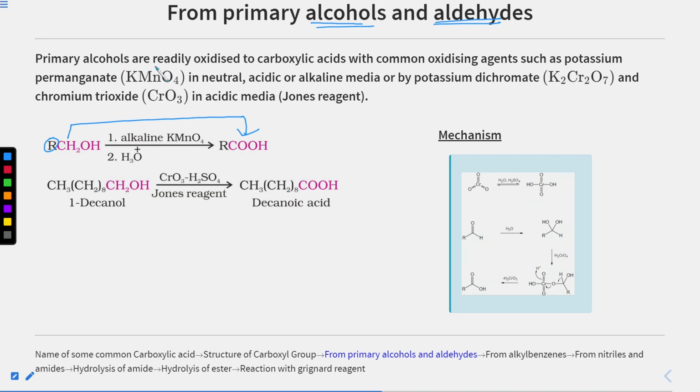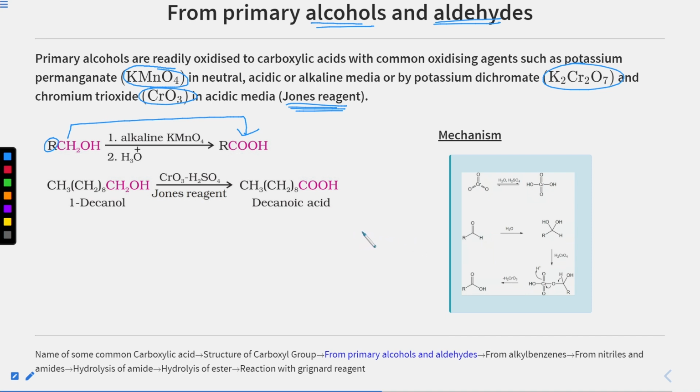I have shown two types. The first one is KMnO4, that is potassium permanganate, and the second one is K2Cr2O7 and CrO3. This is called Jones reagent. This is a very strong oxidizing agent. If you have a primary alcohol, the Jones reagent will directly convert, I would not say directly, but it converts it into carboxylic acid via diol. We'll see the mechanism which is given here. So it converts this primary alcohol to carboxylic acid via diol formation.